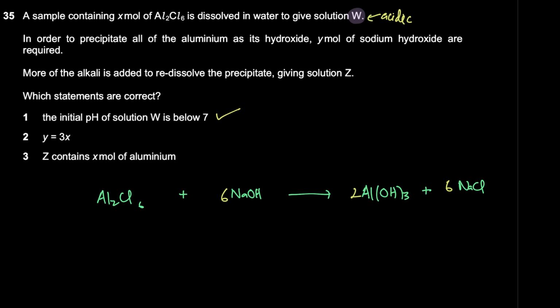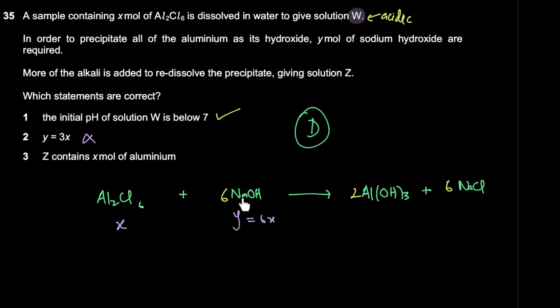Now what that means is that if I have X moles of aluminum chloride and Y moles of NaOH, Y must be 6 times the number of moles of aluminum chloride. For every mole of aluminum chloride, I need 6 moles of sodium hydroxide. So we can say that Y is equal to 6X. So we know that Y is not equal to 3X. So now that we know that statement 1 is correct and statement 2 is incorrect, we know that the answer must be D.